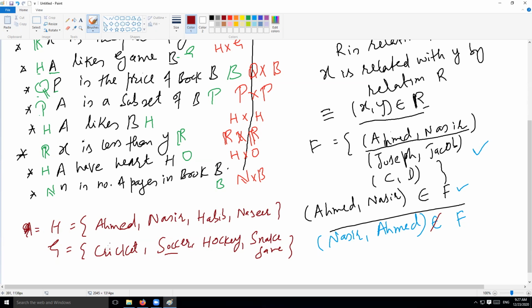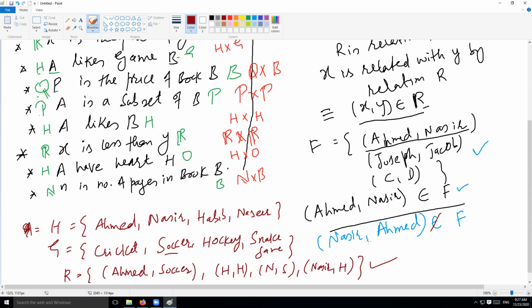And I'm saying that I have this relation: X likes Y game. So for example, the relationship R here is that Ahmed likes soccer, Habib likes hockey, Nasir likes snake game, and Nasir also likes hockey, so on and so forth. So this is a relationship. But in this relationship, each ordered pair has a meaning. You have to keep this very important thing in mind: each ordered pair has a meaning.